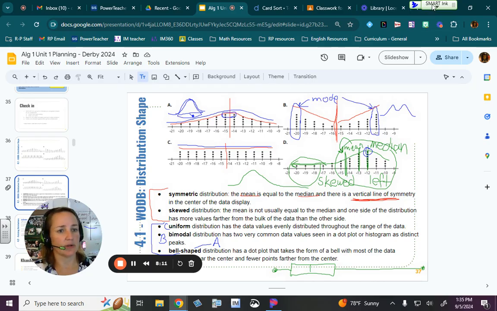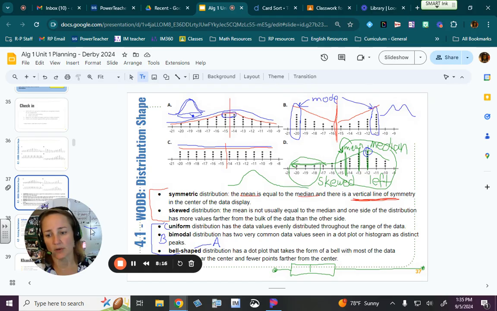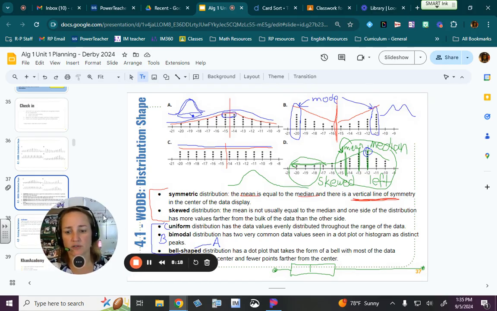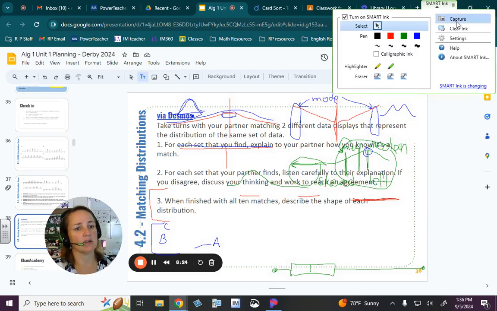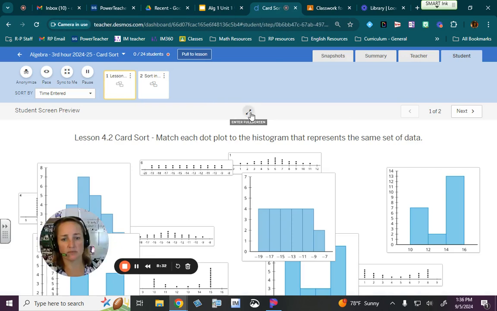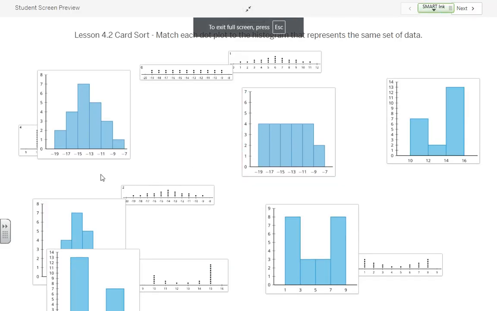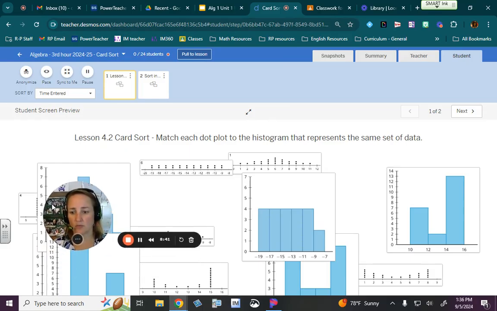Now our next part that we're going to do in our workbook is not actually in the workbook. It's supposed to be like a card sort. That card sort that's coming up next, 14.2, is about matching distributions. So I'm going to clear the ink off my screen, and we're going to go to Desmos and see what that card sort would look like. Okay, so I've got it here in Desmos, and I can't tell if you can still see me, so I'm going to move myself up here.